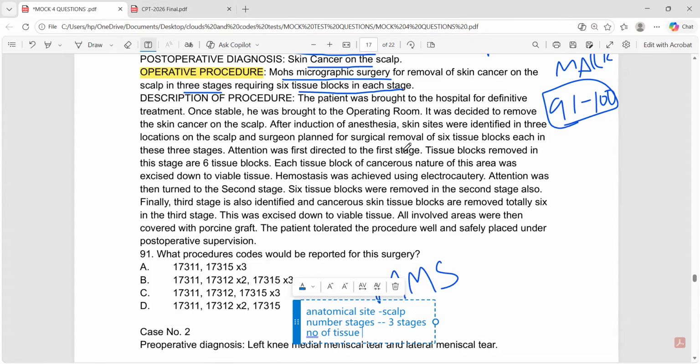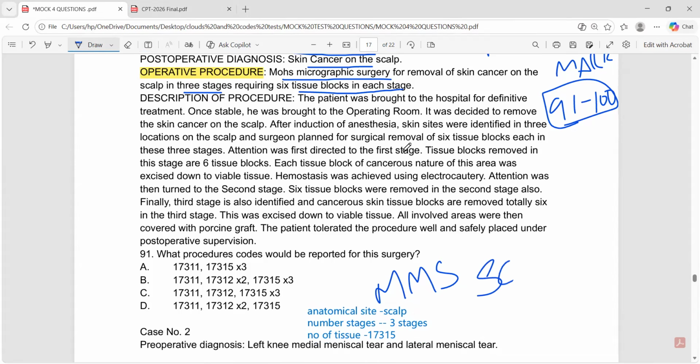blocks. We know, right, the guideline: for each stage, 5 tissue blocks were included. For the additional tissue blocks, the code is 17315. Okay, depending on the anatomical site, wherever it may be, for the additional tissue blocks you have to give 17315. Okay, we have to see 17315 for the number of tissue blocks. See here, what is the anatomical site here? Scalp. Number of stages, okay, 3 stages, and tissue blocks.